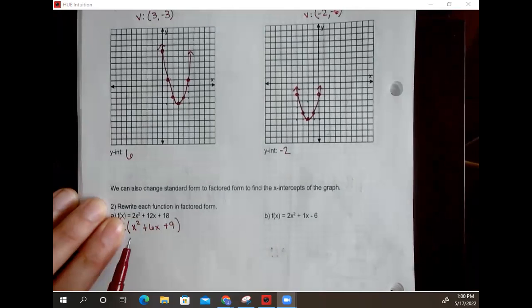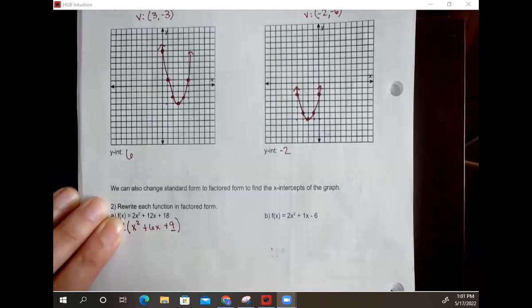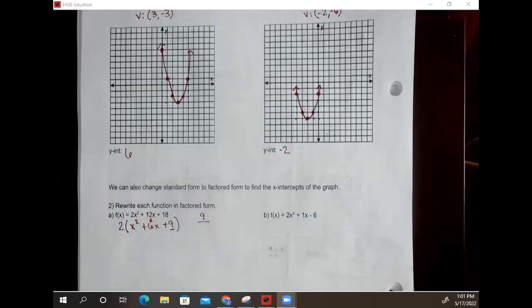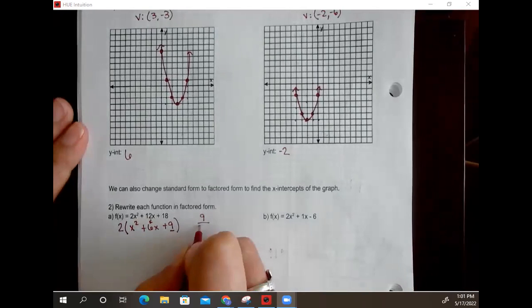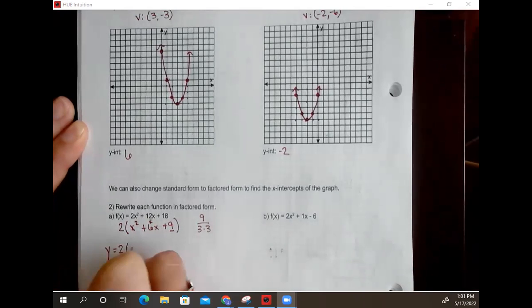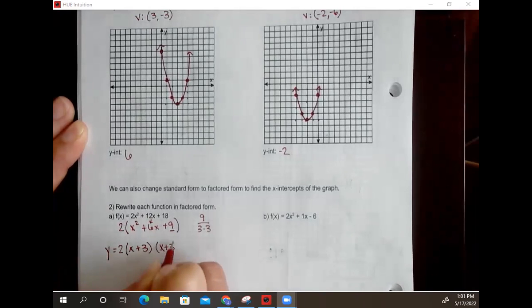Now for what I have left in parentheses, my lead coefficient is just 1, right? I don't see anything exciting in front of x squared there. So at this point, I'm just looking for factors of C that add to B. So numbers that would multiply to get me 9, but add to get me 6. What do I want? Multiply to get me 9, but add to get me 6. 3 times 3. So my factored form here would be y equals 2 times (x plus 3) times (x plus 3).